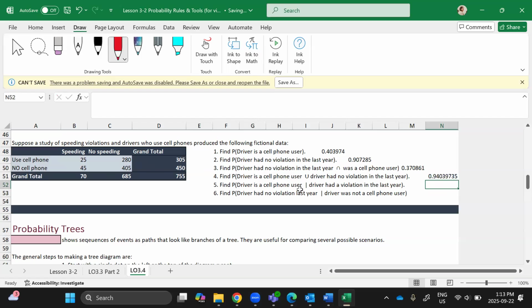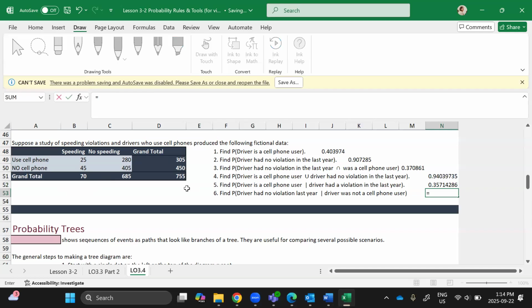Find the probability the driver is a cell phone user given they had a violation. So that would be where they both occur. So speeding and use a cell phone, 25 people. But now, because you're given they had a violation, you only divide by the 70 people that have a speeding violation recorded. That should give you about 36%.